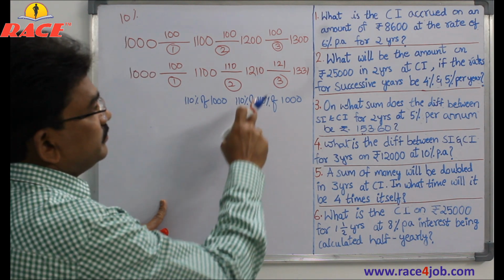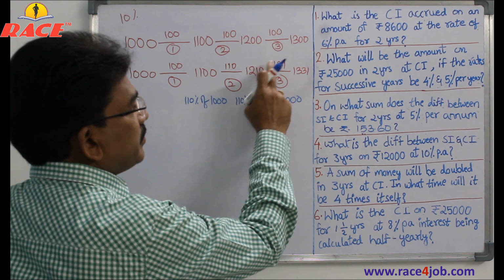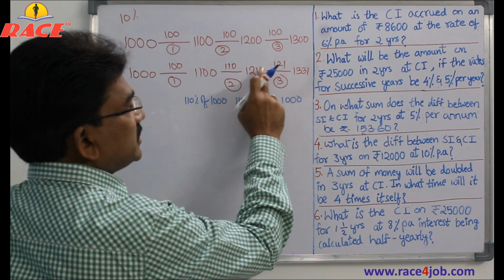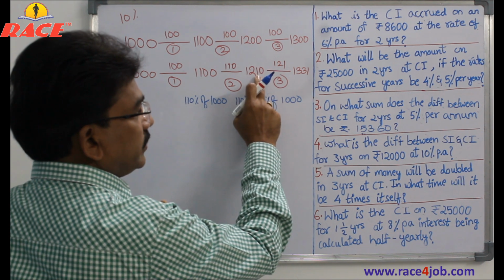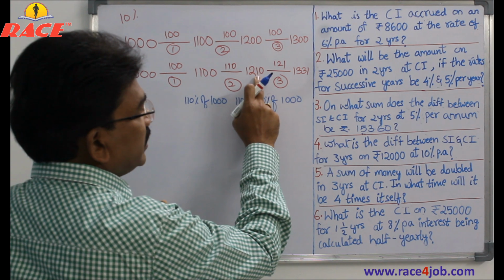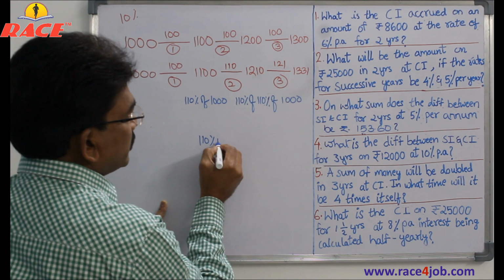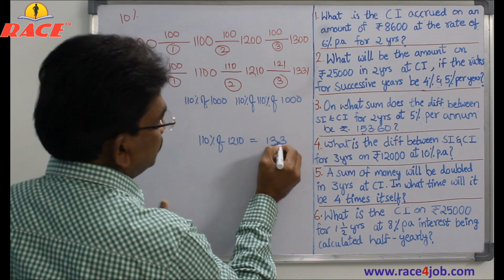Right? And next, for the third year, this is principal and 10% of principal we have taken. So this is 100% of principal plus 10% of principal, totally 110% of principal. Now it is 1210, so 110% of 1210 is 1331. Let me write here: 110% of 1210 is nothing but 1331.